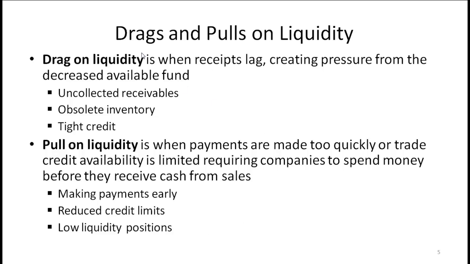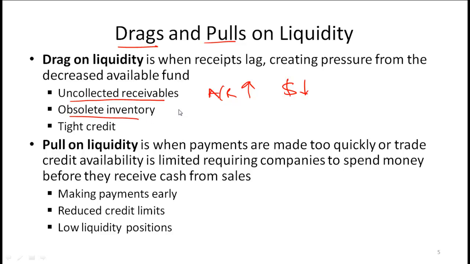You need to understand these terms, drags and pulls on liquidity. A drag on liquidity is when receipts lag, creating a pressure from decreased available funds. So what this means is, if your accounts receivable, or your uncollected receivables, if this amount is going up, that means that the cash that you are receiving is lower and lower. And this ties with what you studied in the reading on the cash flow statement. So if you recall, when accounts receivable goes up, that is a use of cash. So a use of cash can be thought of as a drag on liquidity.